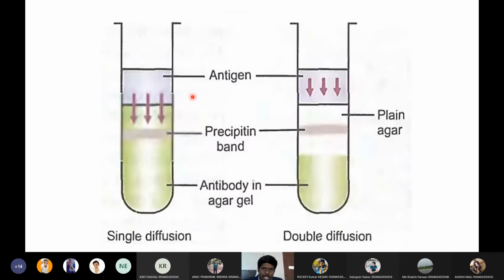Then we discussed other tests. So this is double diffusion in one dimension. This is antibody, this is antigen, and this is plain gel. In the plain gel, both the antigen and antibody migrated and they become precipitated. And this is single diffusion. In single diffusion, I kept a gel with already antibody, then I added antigen. So antigen started migrating into the gel. This is called single diffusion in one dimension.